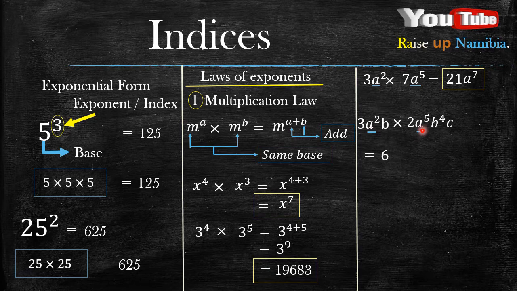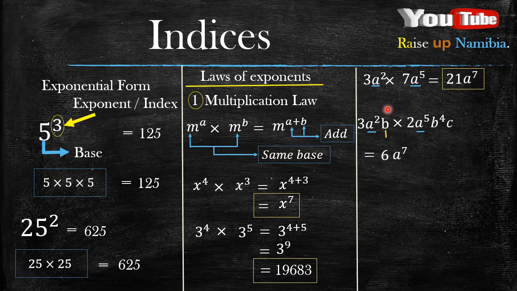Okay, so what do we do when the bases are the same? We add the exponents. So what are the exponents of A? We have 2 here and we have 5. So what is 2 plus 5? It's 7. So we'll get A raised to the power 7. Now when we look at this side of the multiplication sign again, we have a B.